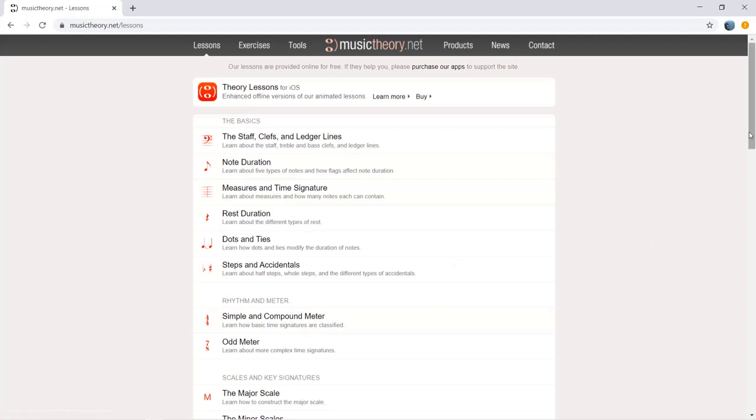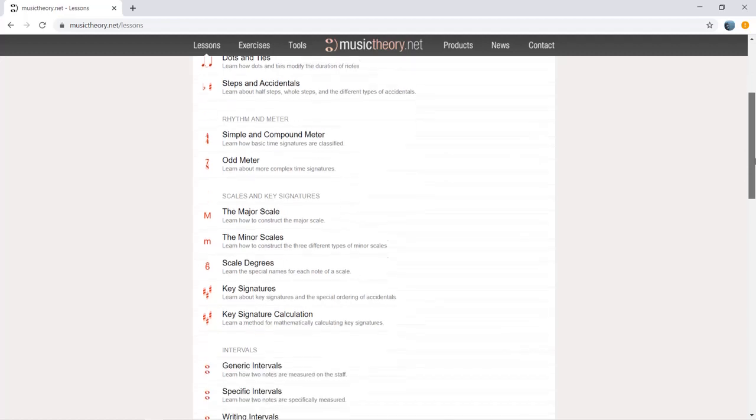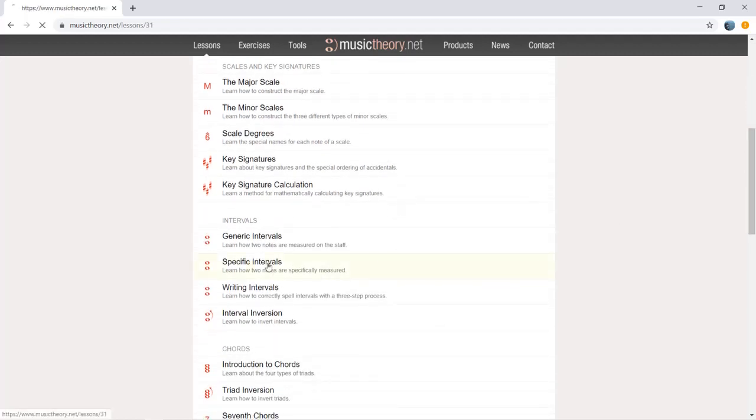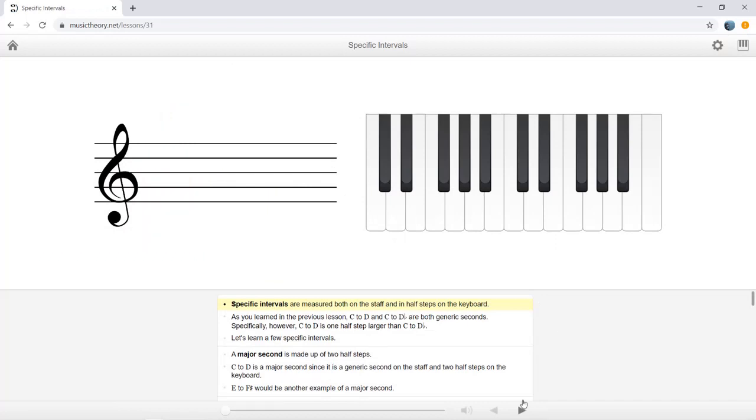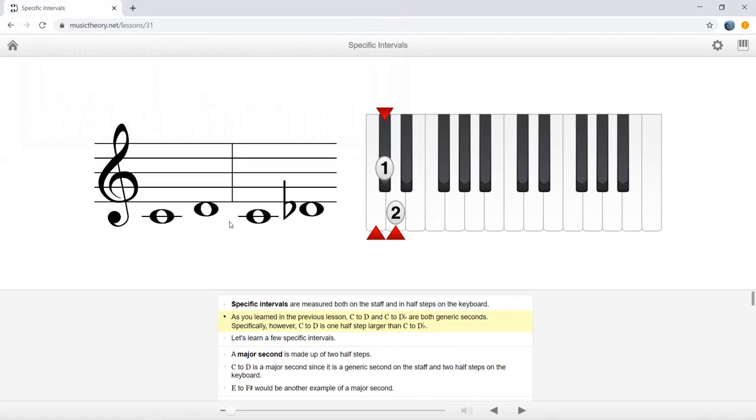All right, we're going to go back and we're going to look at specific intervals. If I can find those, there we go. All right, specific intervals. When you are on the exercises portion of it, if you look up here to the top, there's a keyboard, and when you push that, it brings up a keyboard so that you can count up from whatever you're on. I'm going to close that out for now, and I'll show you how to do the exercises on this.